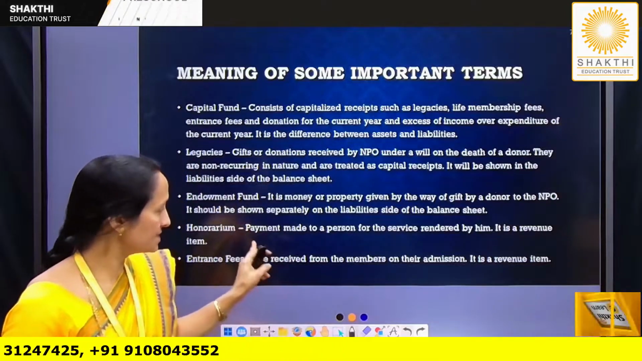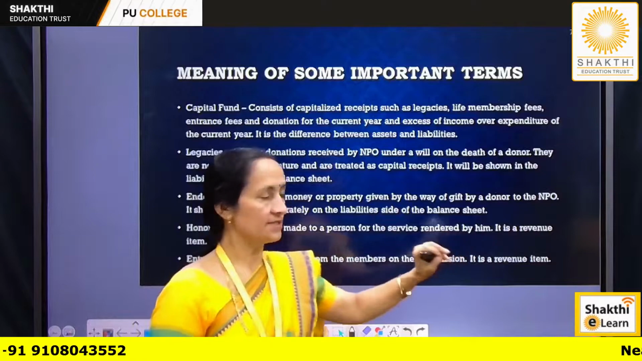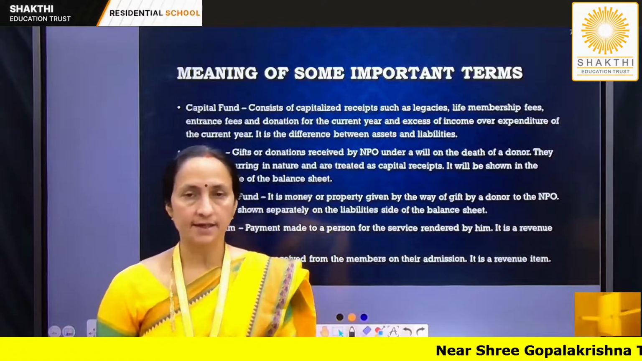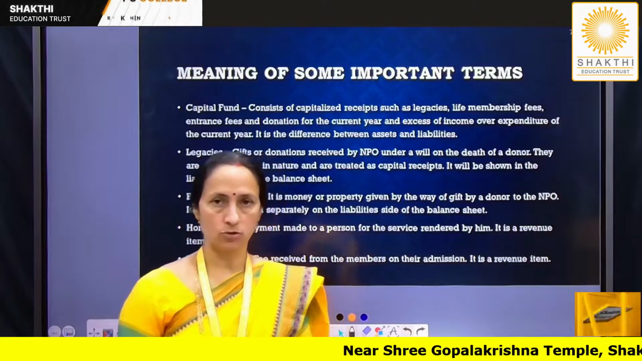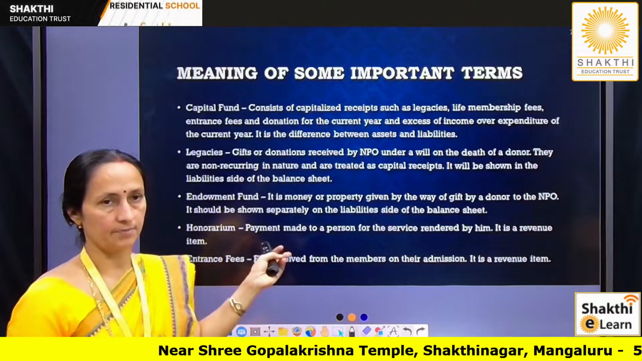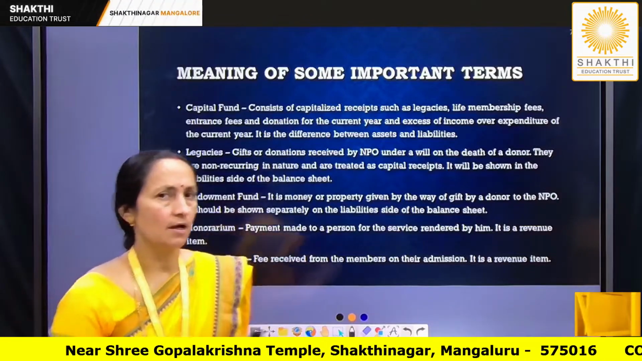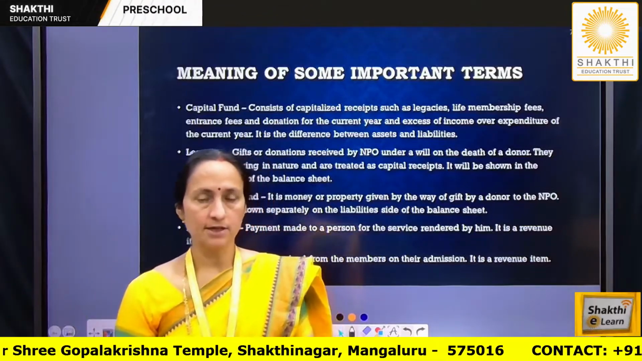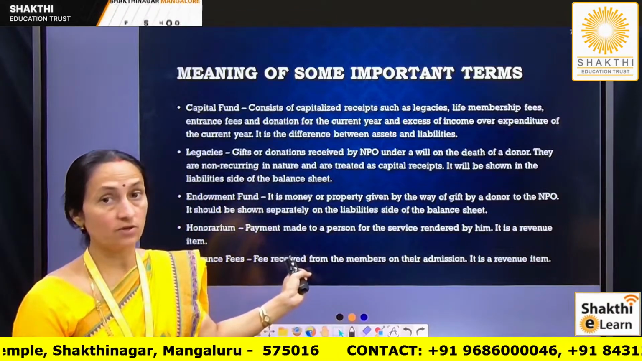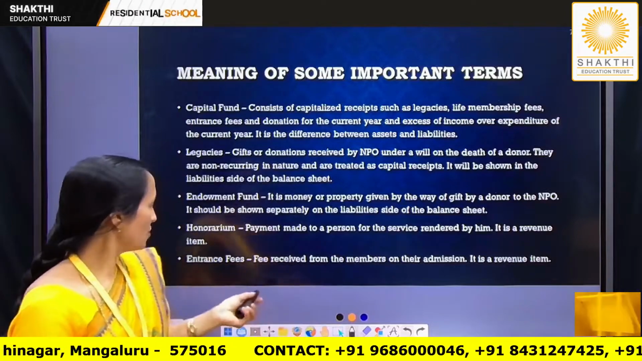So the meaning is payment made to a person for service, whatever may be the service. It may be a program, it may be addressing a gathering, or whatever may be the cause. What we have paid is honorarium. Normally if we have regular programs, we'll pay regularly, right? That is why it is a revenue item, but it is an expense. So revenue expenditure.